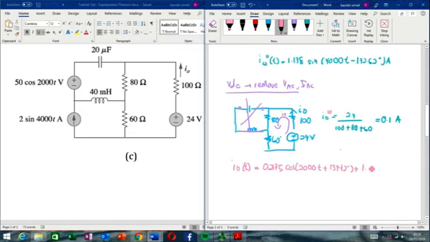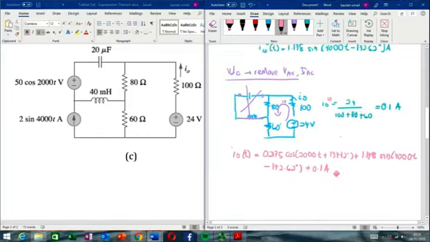plus with 1.178 sine 4000t minus with 172.62 plus with 0.1 ampere. Right. So this is the final answer.